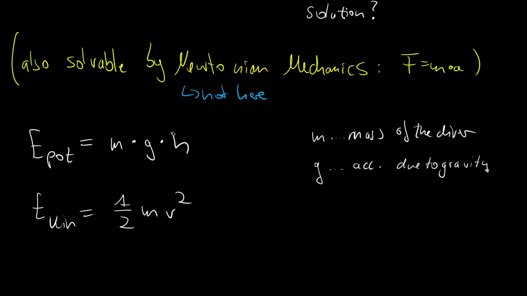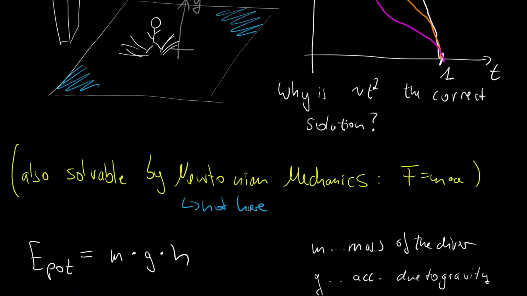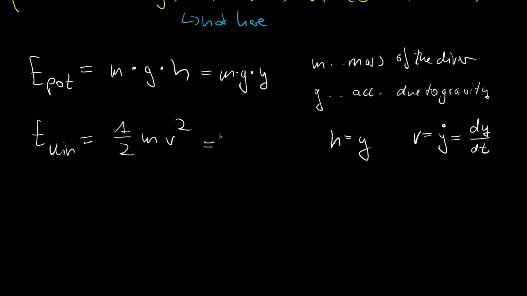And we can of course express these two quantities with the help of our coordinate y that we introduced. We can say h is nothing else than y, and v is nothing else than y prime or y dot, which is the temporal derivative. So this is nothing else than dy by dt. Then we get m times g times y for the potential energy, and for the kinetic energy, we get 1/2 m y dot squared.